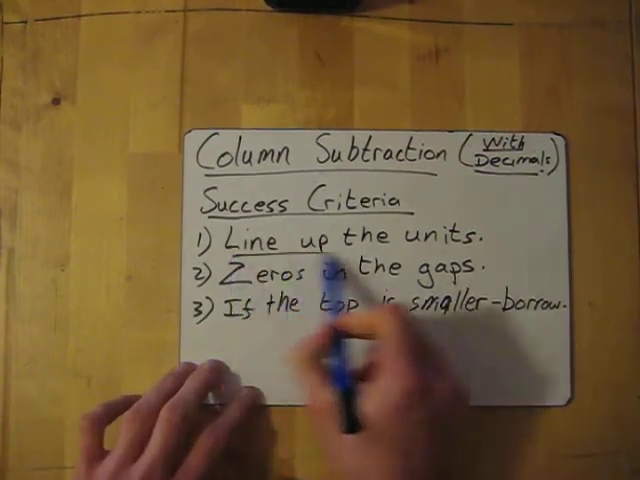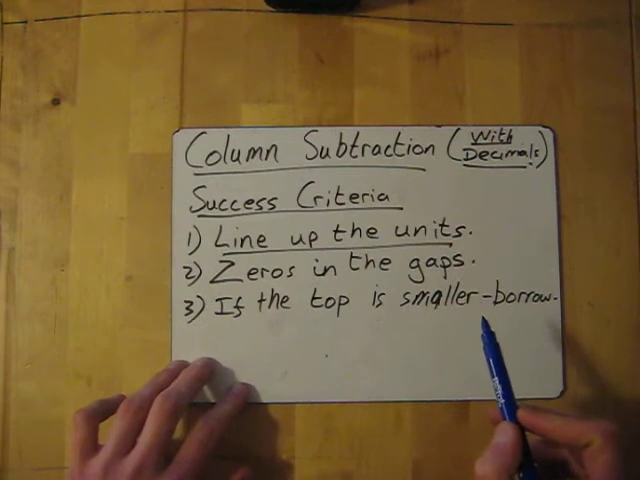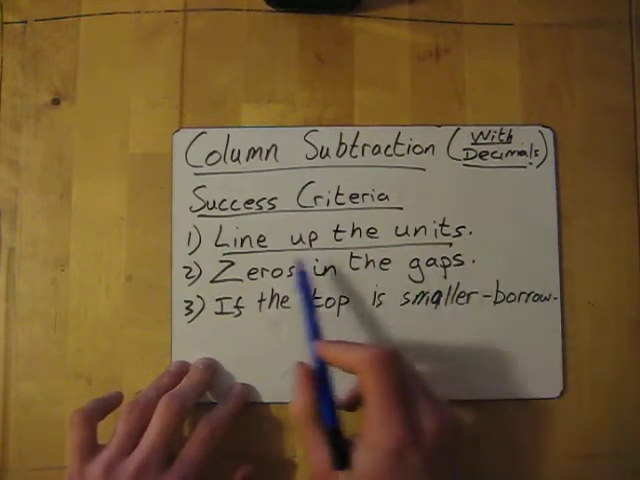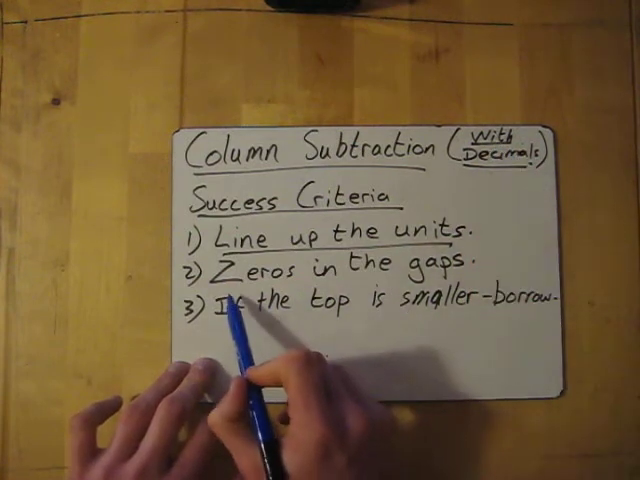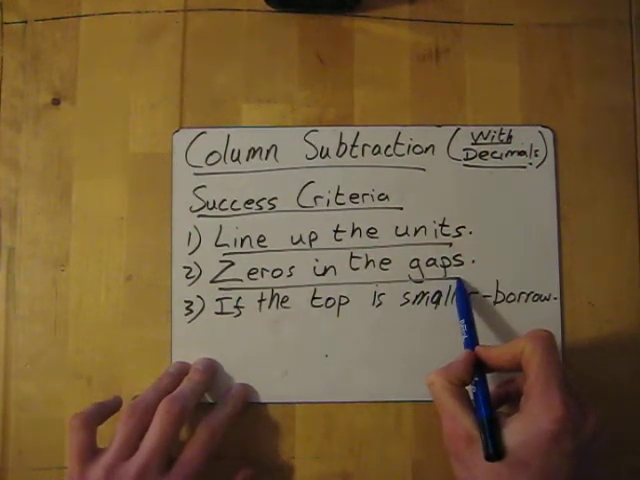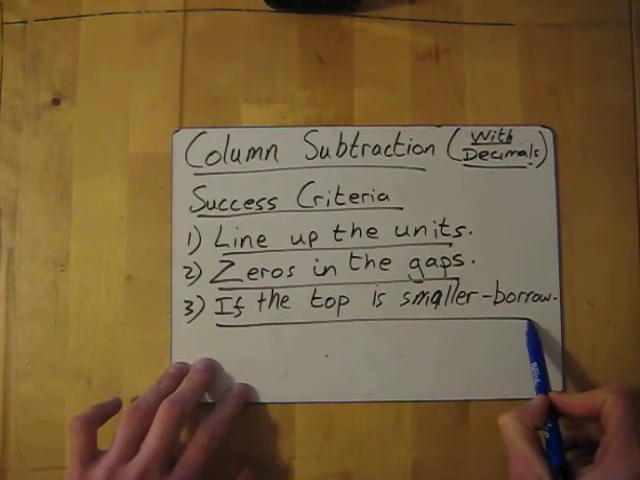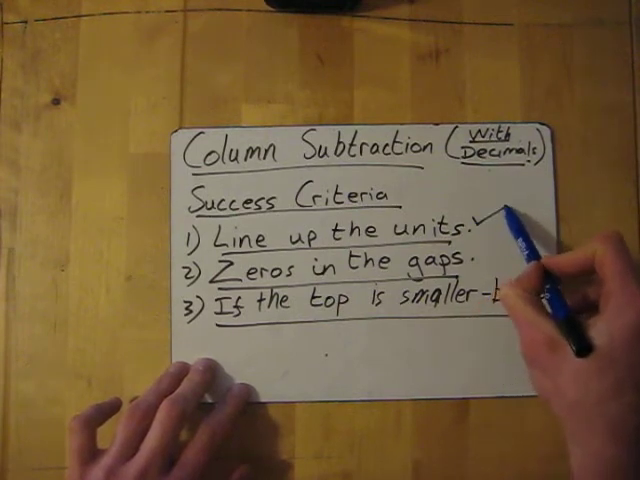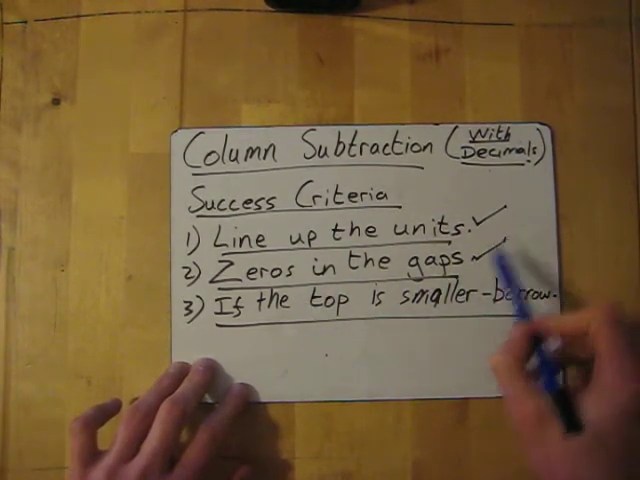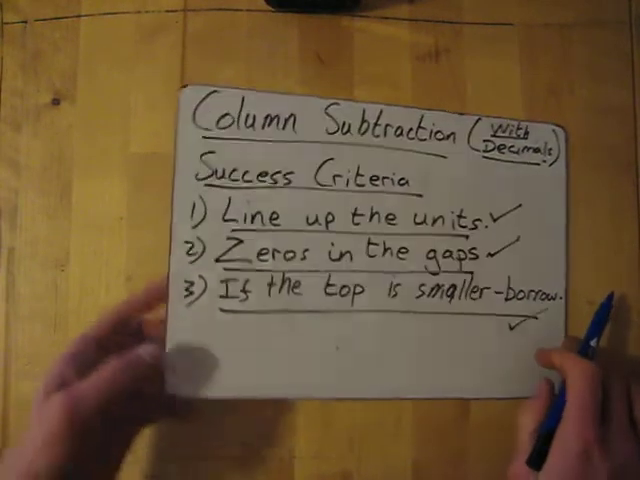First of all, line up the units, like it has with column addition without decimals and column subtraction without decimals. It needs to be done with column subtraction with decimals. Very, very, very important. Also, you need to put zeros in the gaps. And finally, if the top number is smaller, then you have to borrow, like it was before. So, line up the units, zeros in the gaps, and then if the top number is smaller, then you have to borrow. Okay? Let's have a little go at a couple of these.